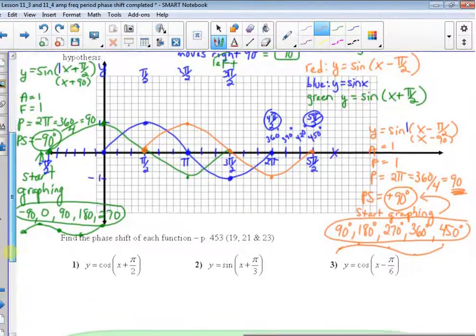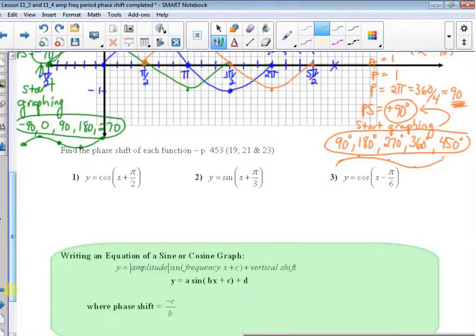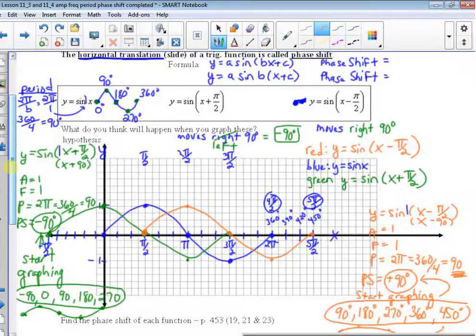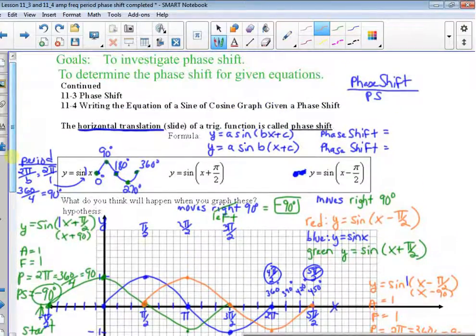All right, so now that should give us a formula. You should notice that we kind of just took the opposite of the value in the parentheses. So for x plus pi over 2, the phase shift was negative 90. Okay? So for sine of x minus pi over 2, the phase shift is positive 90. So our formula for phase shift is, if the b, the frequency, is inside the parentheses, it's going to be negative c over b. If the b is factored out, then it's just negative c.